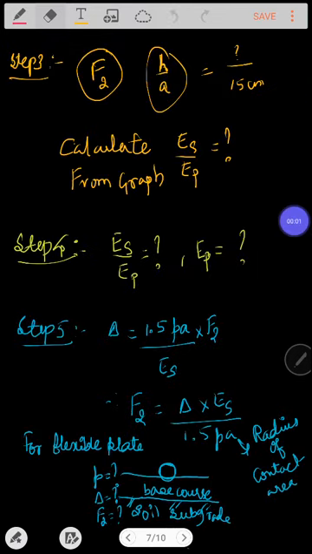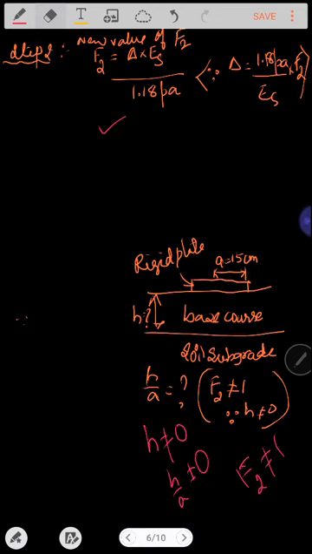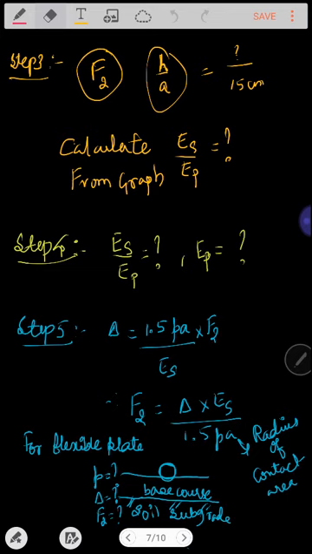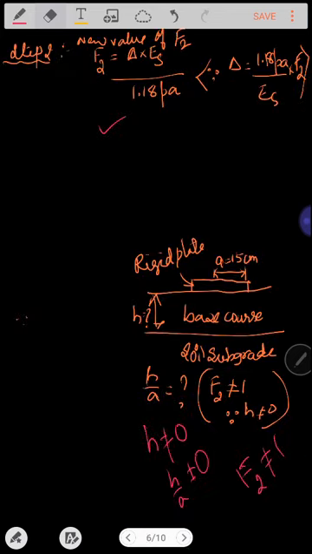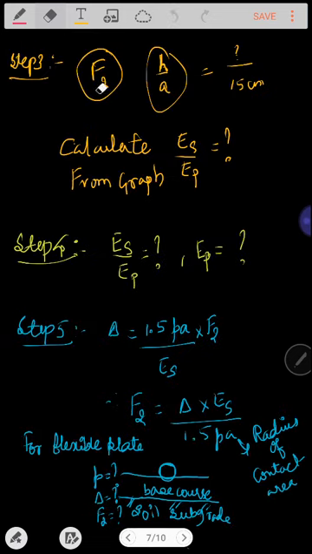So now we'll proceed to the third step, step number 3. In the previous step we found the value of f2, and in the third step we will also get to know the value of h upon a, because in the second step itself we know that h is not equal to 0. That's why there will be a certain value of this ratio h upon a. Along with the calculated value of f2, we also have h upon a.